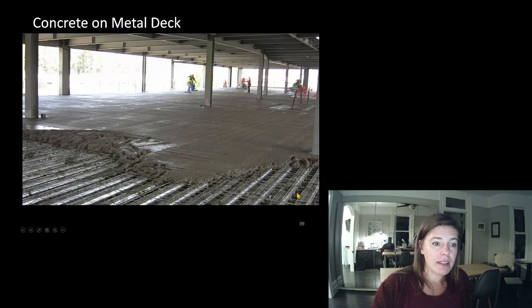Concrete on metal deck. Look at this. You've got that rebar, we've got our metal deck, and then they're putting the concrete on top of it.